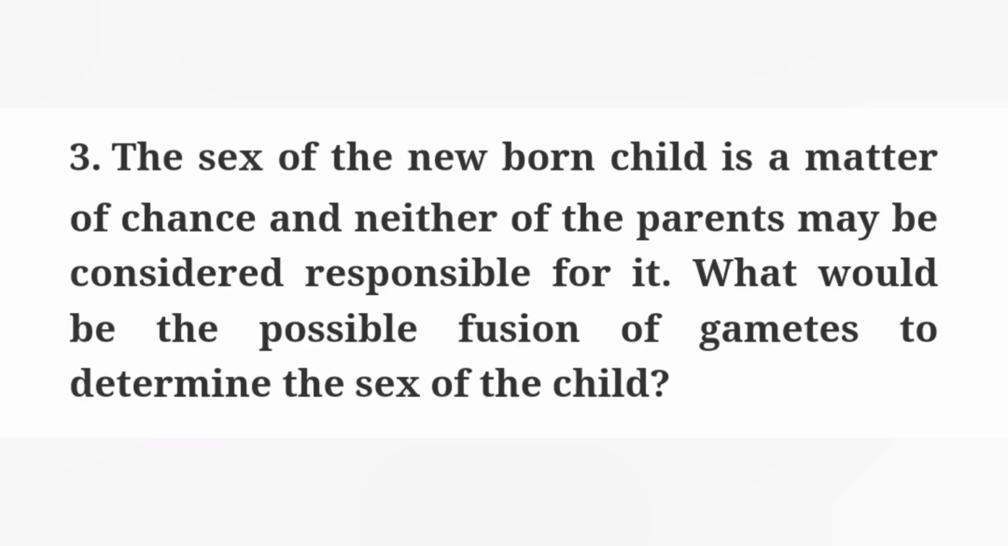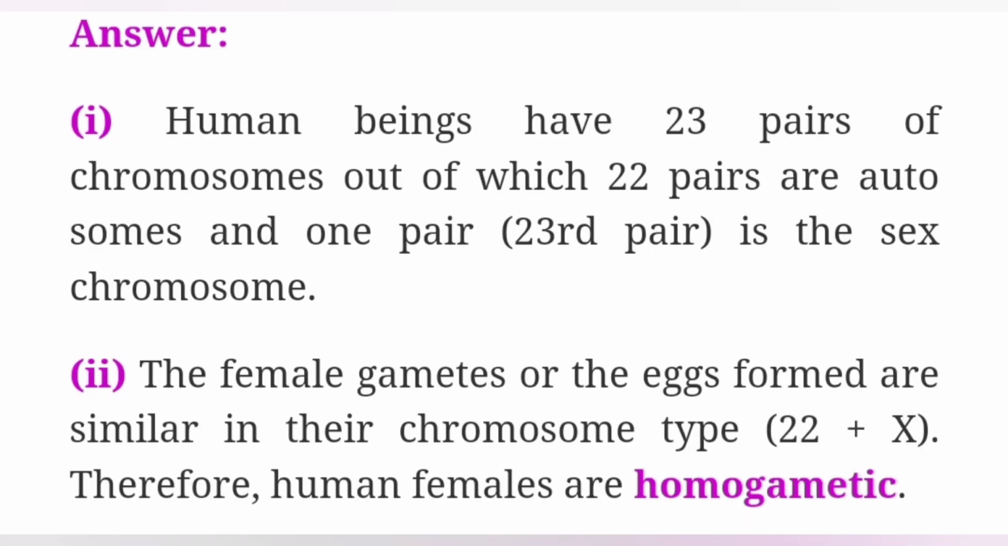Third question, the sex of the newborn child is a matter of chance and neither of the parents may be considered responsible for it. What would be the possible fusion of gametes to determine the sex of the child? Answer. First point, human beings have 23 pairs of chromosomes, out of which 22 pairs are autosomes and the 23rd pair is the sex chromosome.